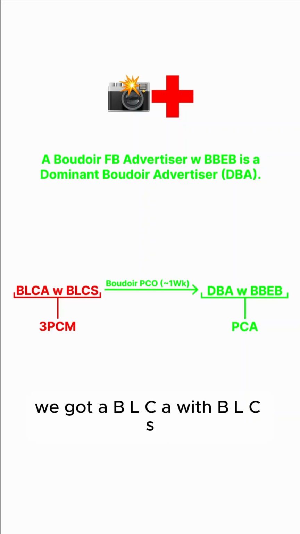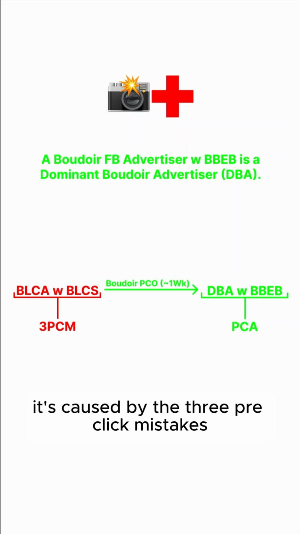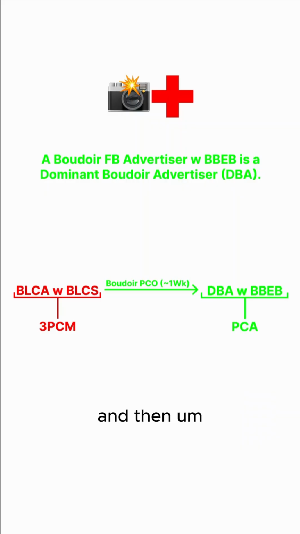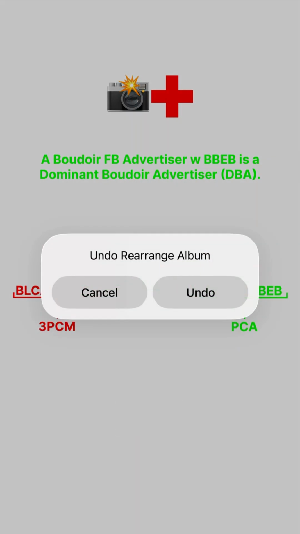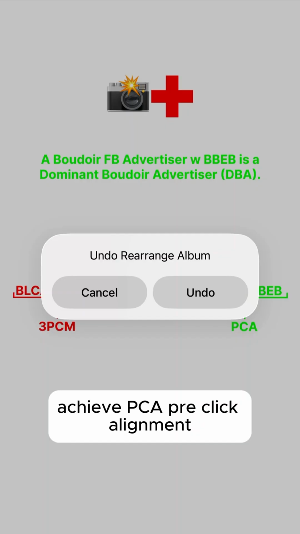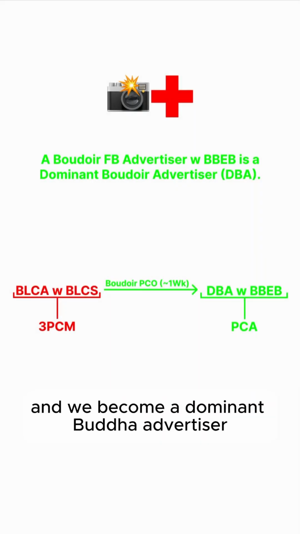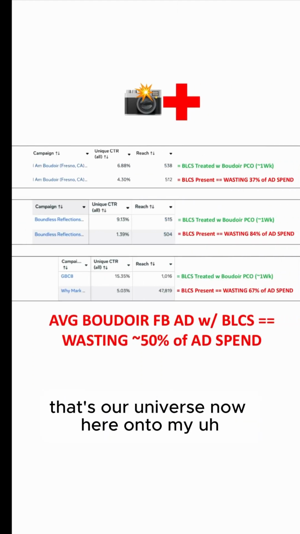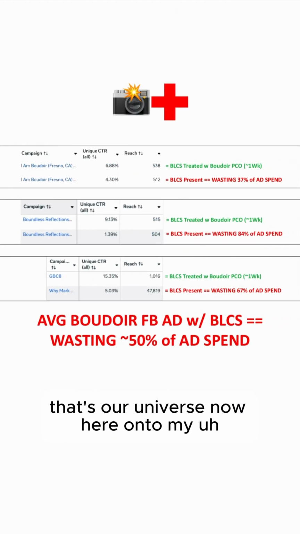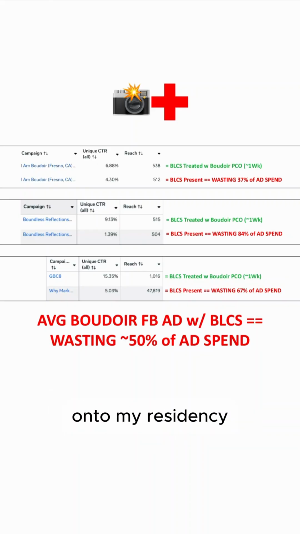We got a BLCA with BLCS. It's caused by the 3 pre-click mistakes. And then our solution is Boudoir Pico. It takes about a week. We achieve PCA pre-click alignment, and we become a dominant Boudoir advertiser with Boudoir brain entry boost. So that's our universe.